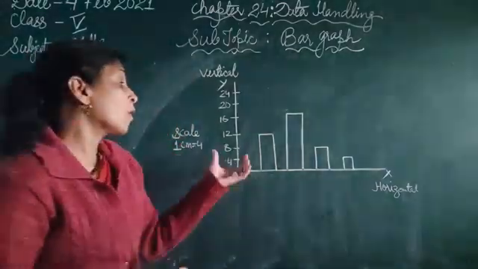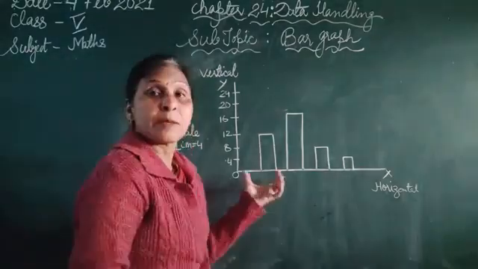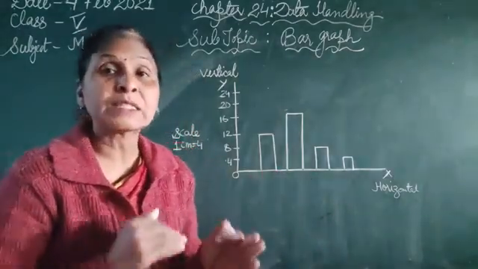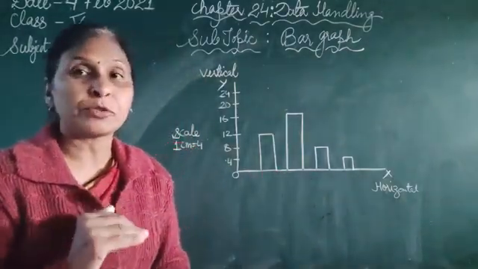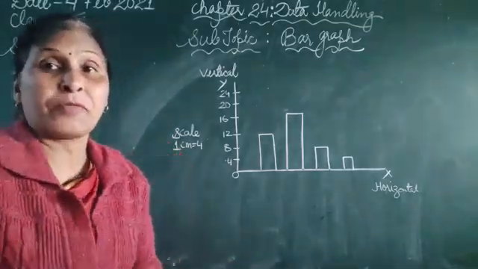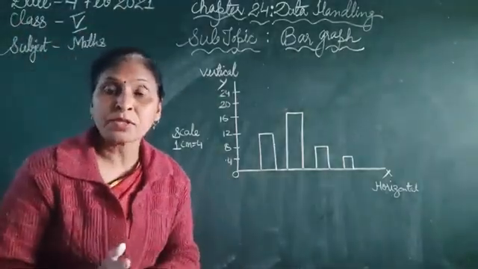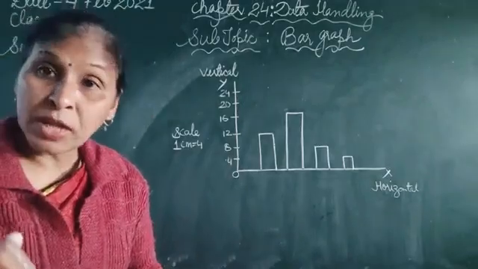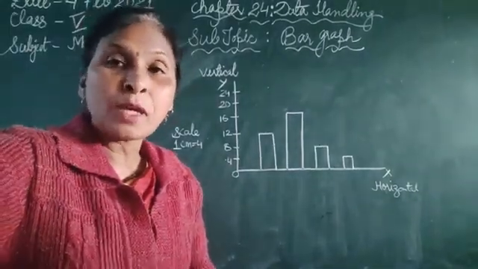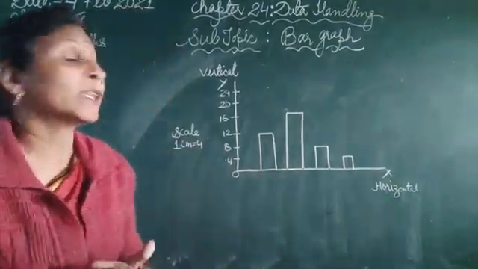Here, what did you observe in our bar graph? I will tell some points that we observe in our bar graph. These are the important points that you should remember when we draw a bar graph and when we read a bar graph. In a bar graph, data is represented using rectangles, bars of equal width and at equal distance between them.